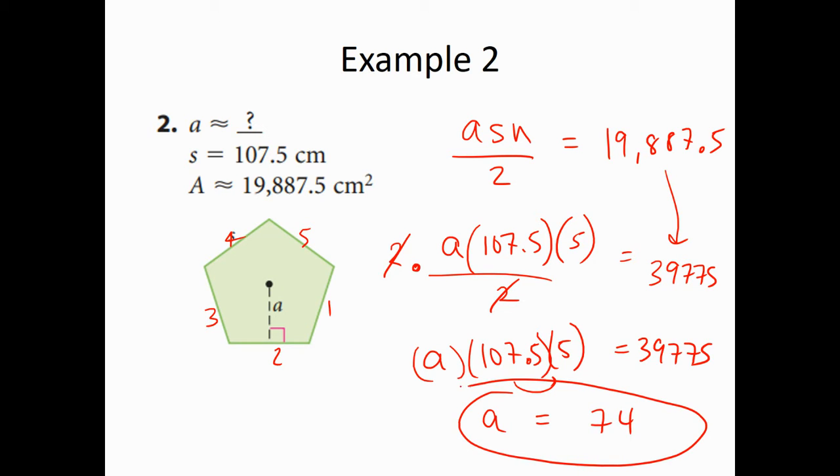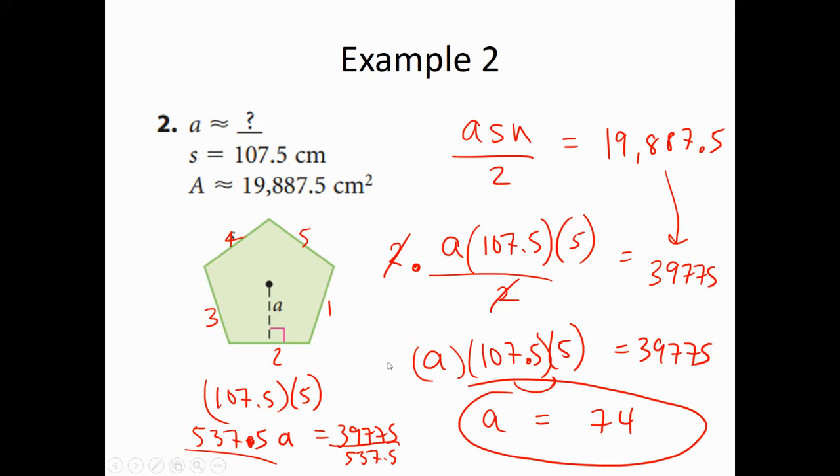So let your calculator do the work here. There's no need, like I said, you could multiply 107.5 times 5 if you want, and get 537.5 times a would equal the 39775, and then we'd be dividing by 537.5, and you get the same thing, 74. So whatever you think is easier.